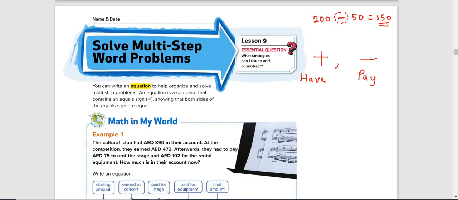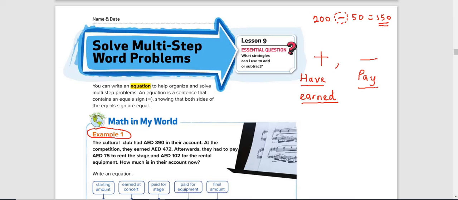Also, another one is, for example, you say earn. Let's say you earn money, the money you made, or someone gives to you, something like that. So it's going to be plus. So you should familiarize yourself with some of these words that tell you if it is plus or minus. So now let's go straight to example 1.